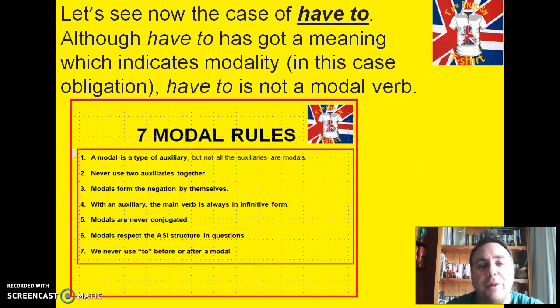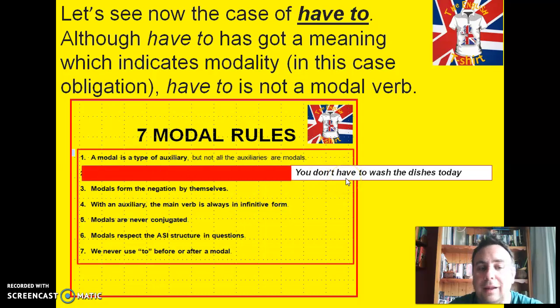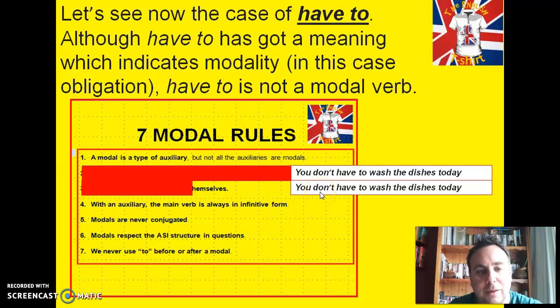Let's see now the case of have to. Although have to has got a meaning which indicates modality, in this case obligation, tener que, have to is not a modal verb. Why? Because have to doesn't respect, for instance, rule number 2. Never use two auxiliaries together. Here we need don't next to have to. Therefore, it doesn't respect rule number 2. Or you don't have to wash the dishes today, as modals form the negation by themselves and have to needs don't for the negation, it doesn't respect rule number 2.